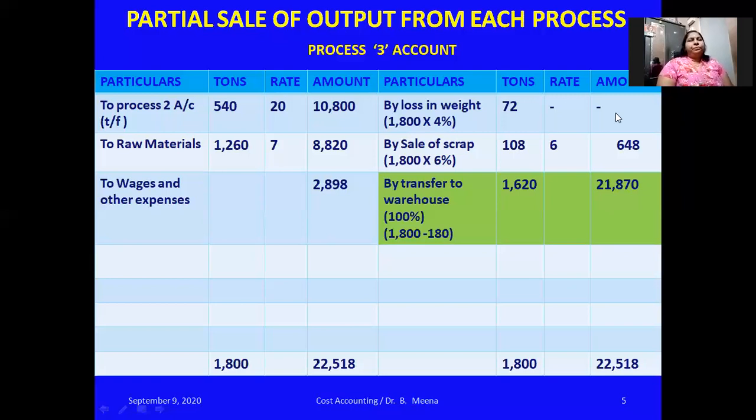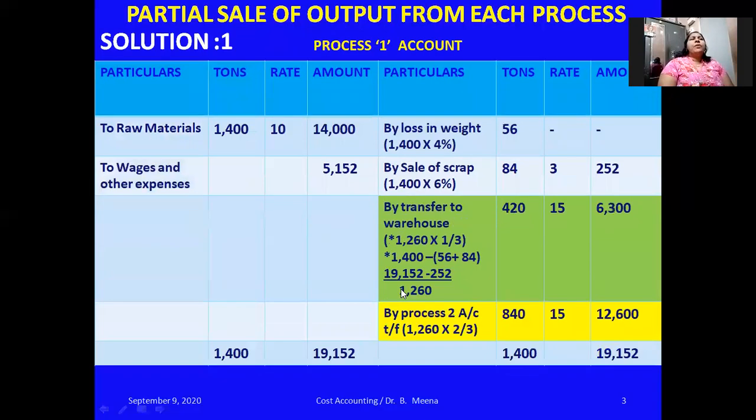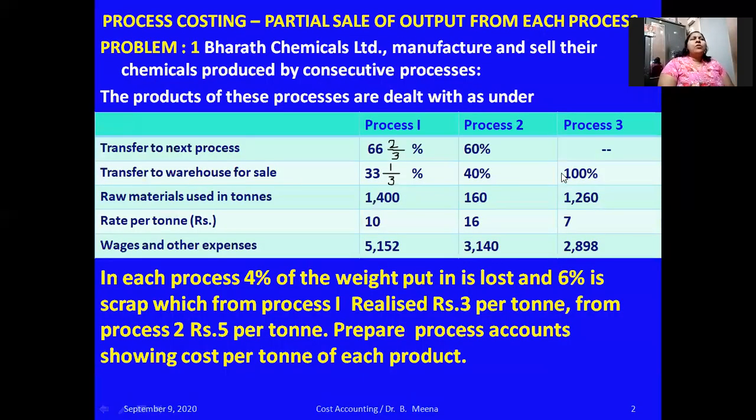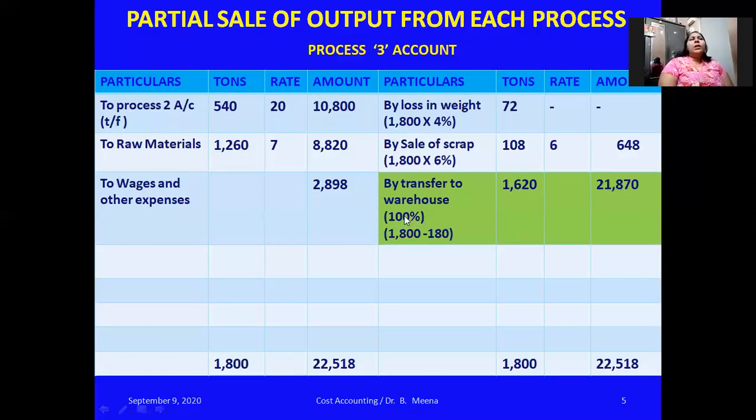It doesn't have the recovery value. Then how to calculate the sale of scrap? 1,800 into 6%, I'll get 108. The rate per ton given in the problem is 6. Okay, so 648. Then this is the last process. As per the instruction of the problem, transfer to warehouse for sale is 100%. So whatever output I'm getting, that will transfer to warehouse for sale.